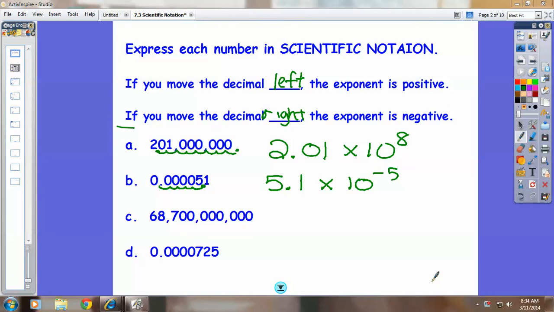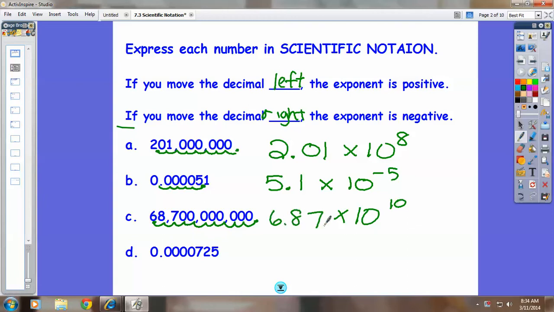In example C here, we have a really big number. So what is that going to tell us about our exponent? It's going to be a positive number. Now let's talk about what number it's going to be. Starting here, our decimal, we're going to move it 1, 2, 3, 4, 5, 6, 7, 8, 9, 10 places. So we know that we're going to have an exponent of positive 10. And our decimal is going to be 6.87 times 10 to the 10th. We have a really big number, so our exponent is positive.